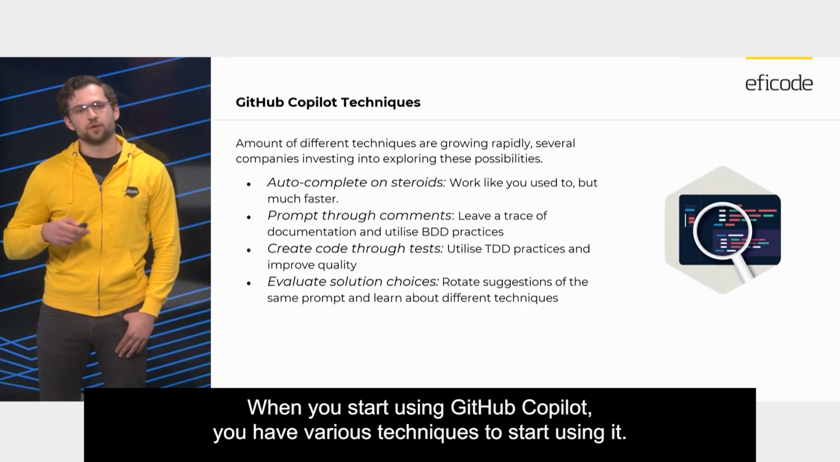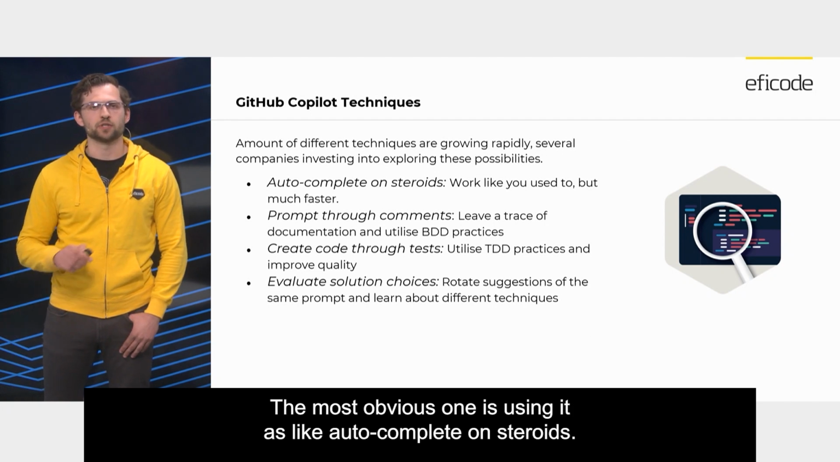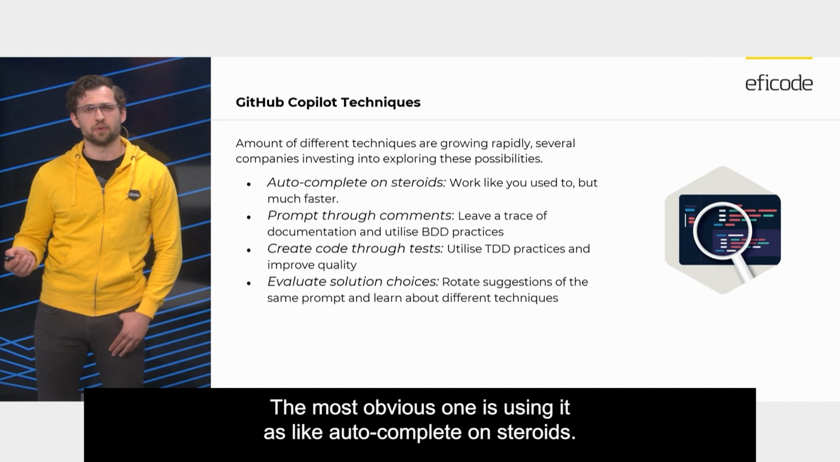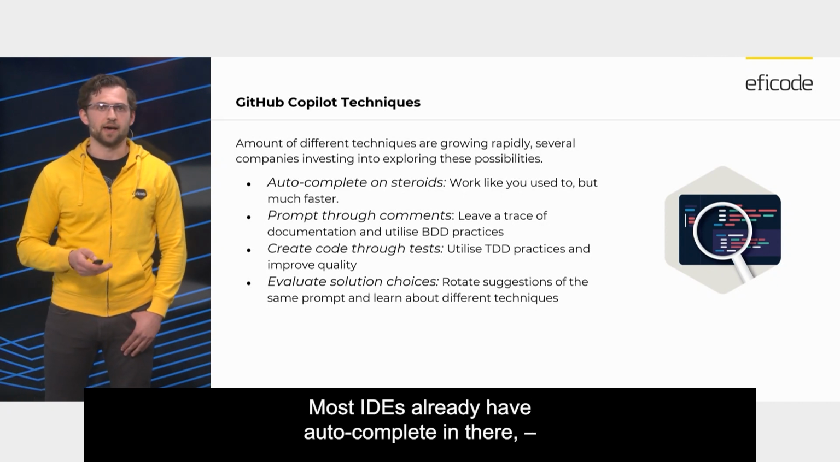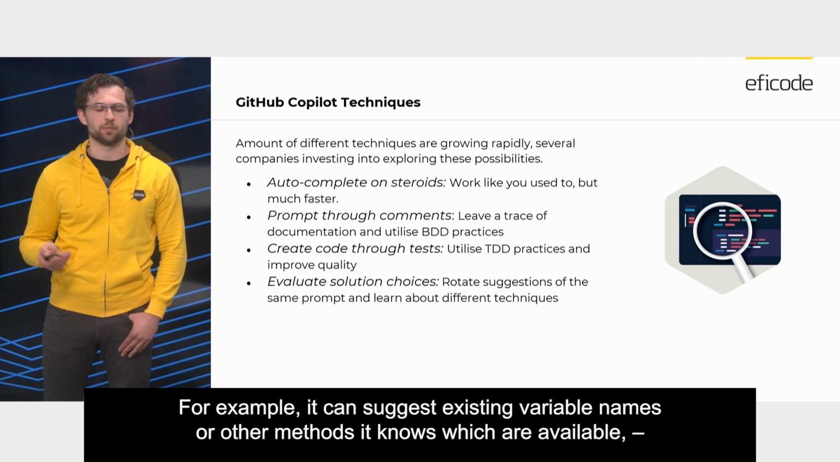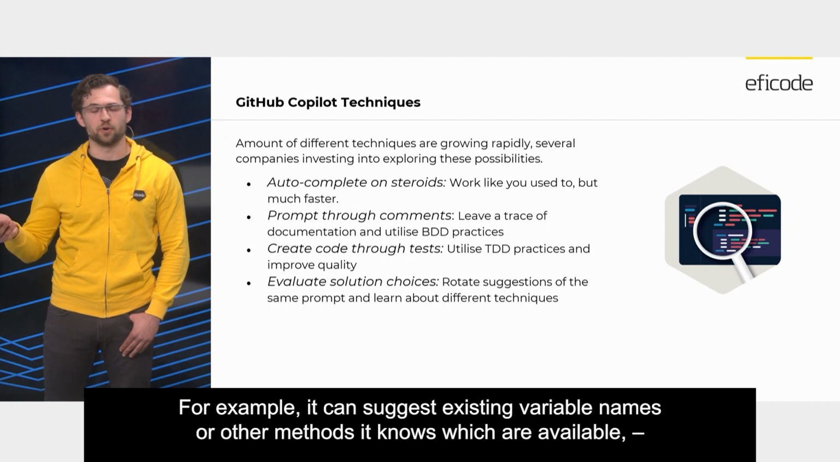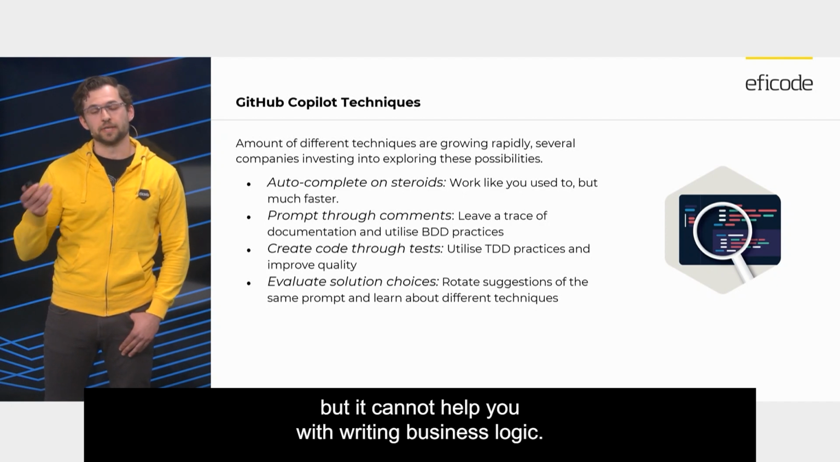So when you start using GitHub Copilot, you have various techniques to start using it. The most obvious one is using it as autocomplete on steroids. Most IDEs already have autocomplete in there, but it can only source as much as it knows from your code. For example, it can suggest existing variable names or other methods it knows which are available, but it cannot help you with writing business logic.